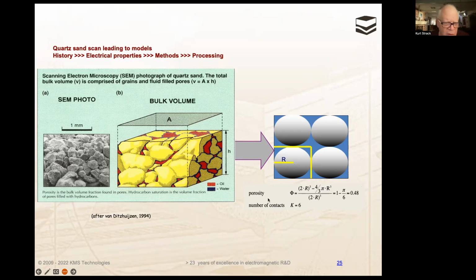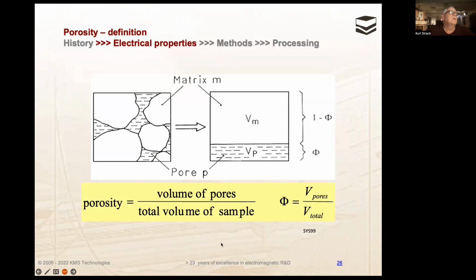So if we have rocks that show us a porosity higher than 48%, then we know we don't have only primary porosity, but in addition to that we have fractures, because otherwise it could not be over 48%, because this is the most efficient model with the largest porosity.